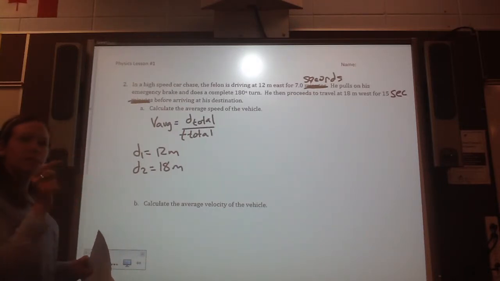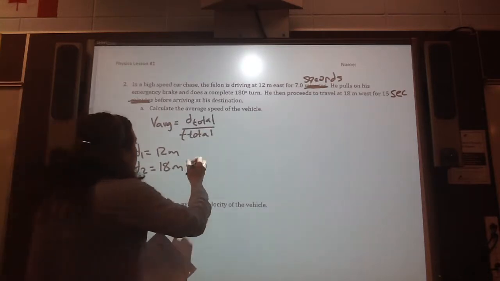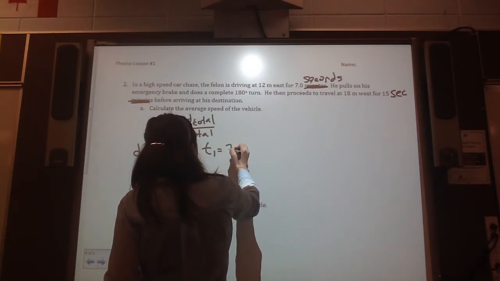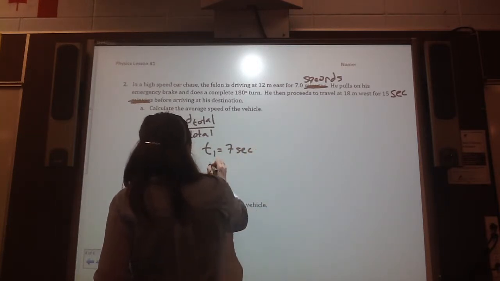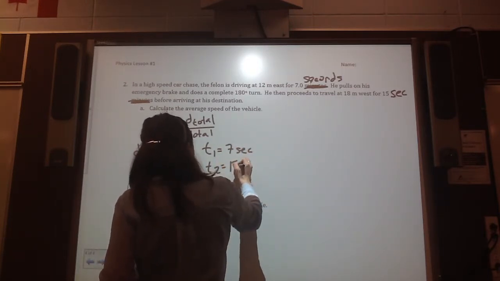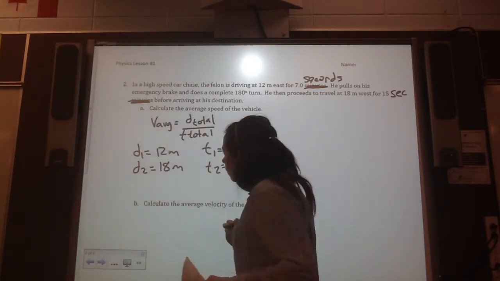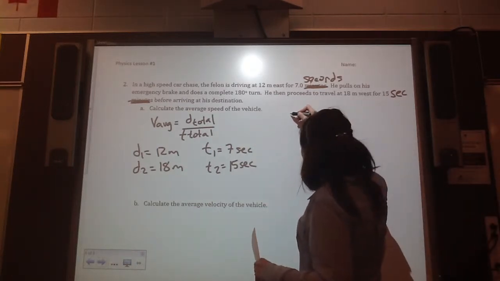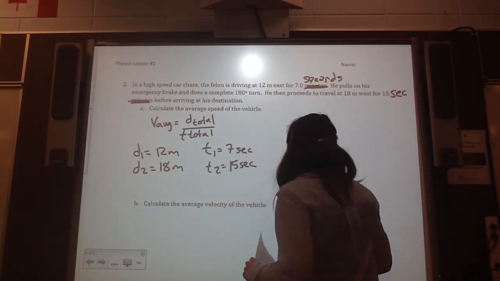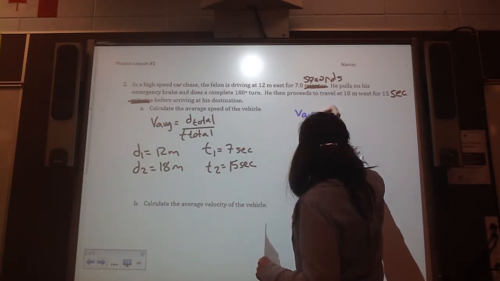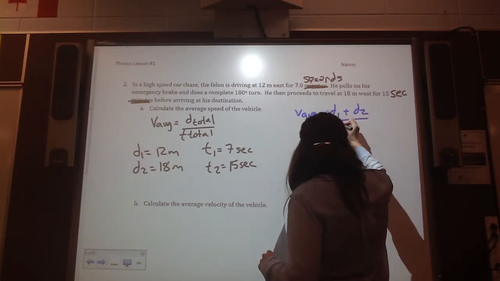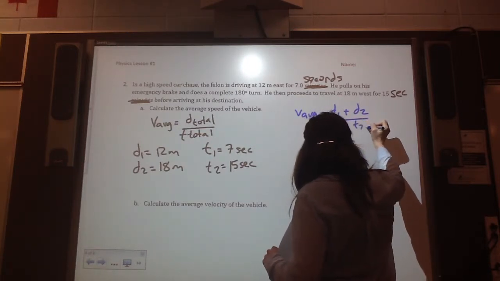And here I'm given separate times. I'm not given it overall, so then I'm going to write T1 is equal to 7 seconds, not minutes, and T2 is equal to 15 seconds. So now again I can be more specific and say that my V average is equal to D1 plus D2 over T1 plus T2.